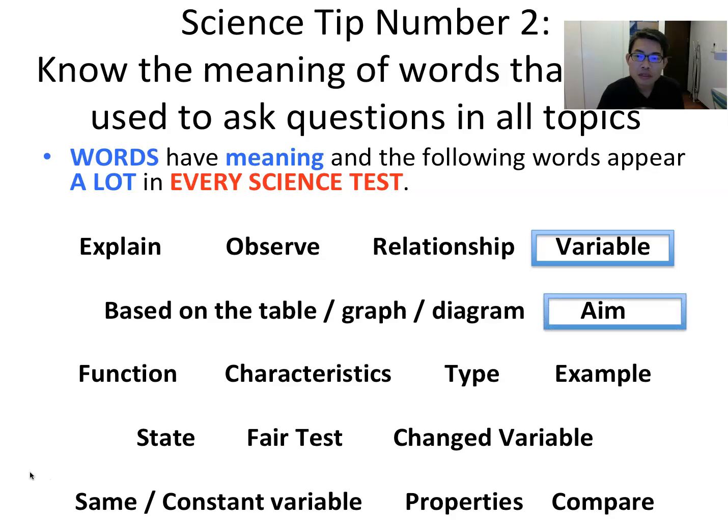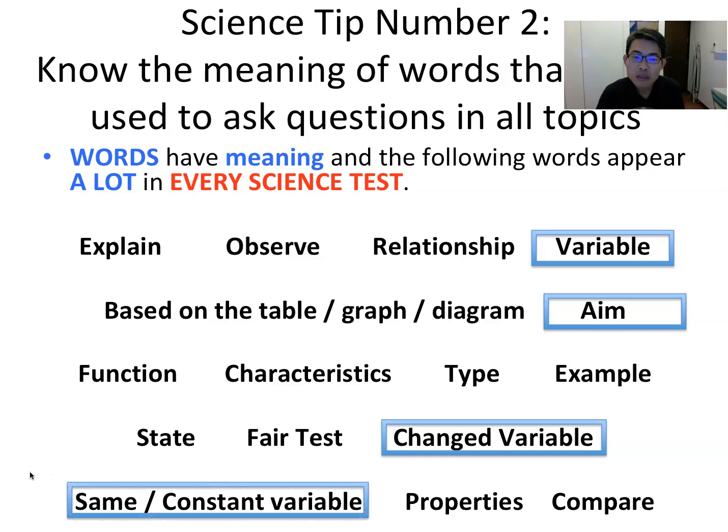We're going to talk about the aim of an experiment. We're going to talk about changed variable. We're going to talk about same or constant variable, as well as fair test.